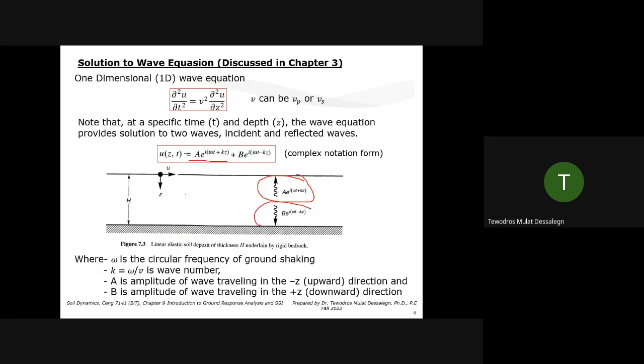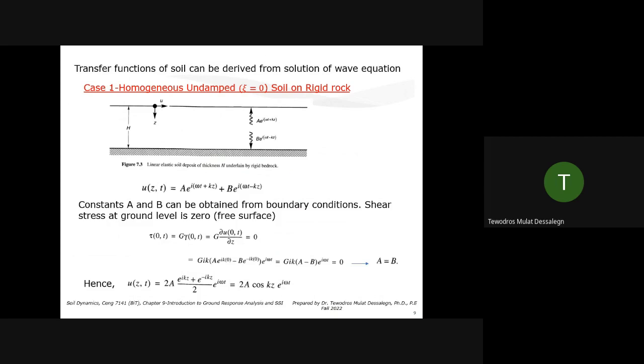So the displacement at any depth and time can be given by these two forms. And there are two waves. One is going down and the other one is going up. So this is just a recap. We have seen the detail in chapter 3. You can go back and look at it there also. Now let's develop the transfer function of soil for different cases. And this is directly from the wave equations.